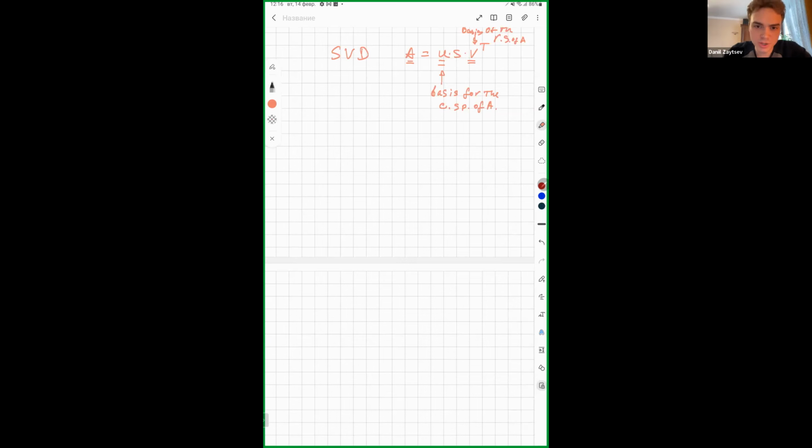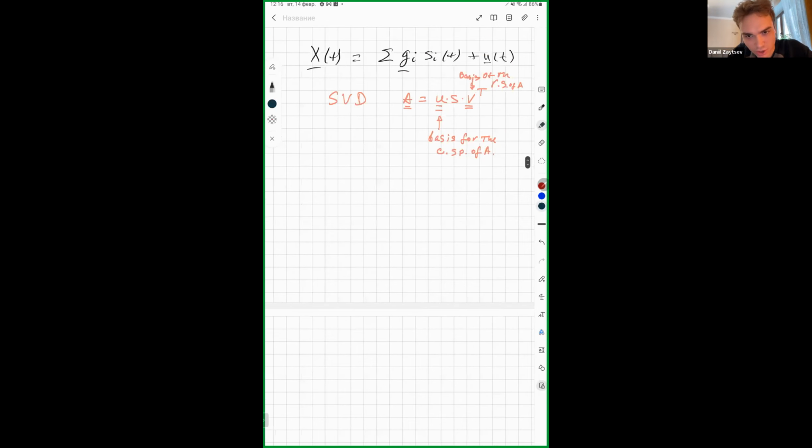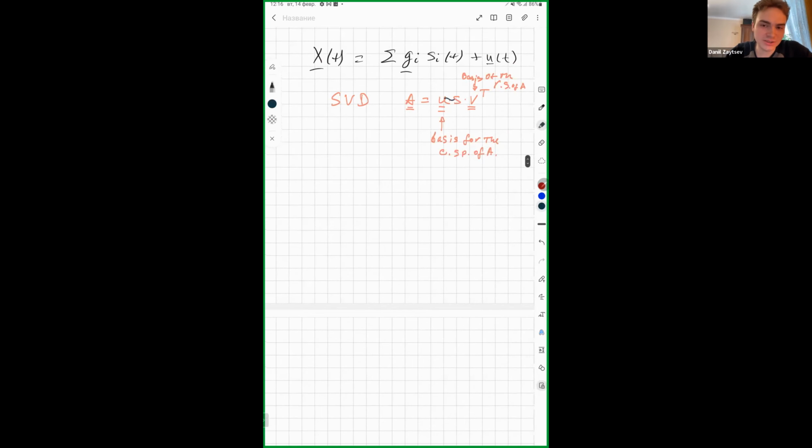With respect to what is written above, that U is the basis for the column space of A, U consists of eigenvectors of A transpose, no, U consists of eigenvectors of A A transpose, and V consists of eigenvectors of A transpose A. But then how do they form the basis for the column space of A itself? Very good question.